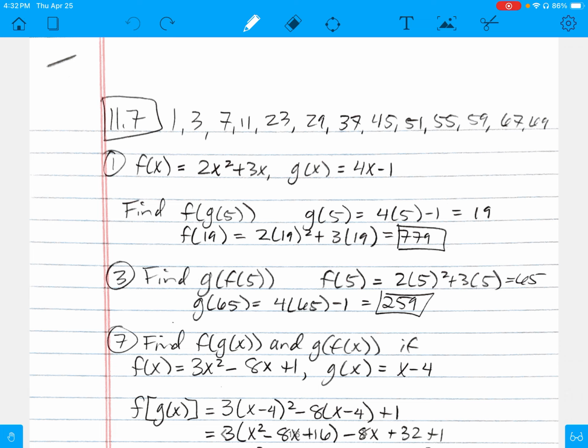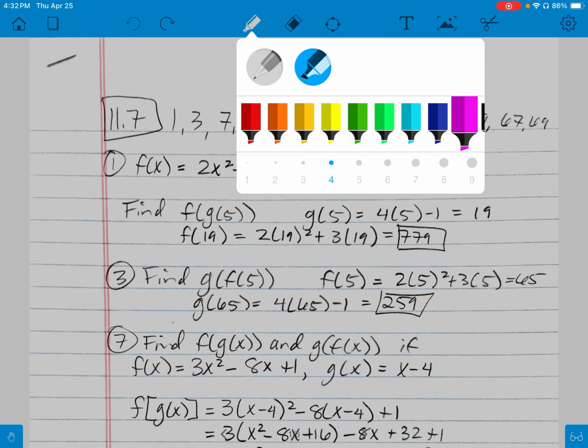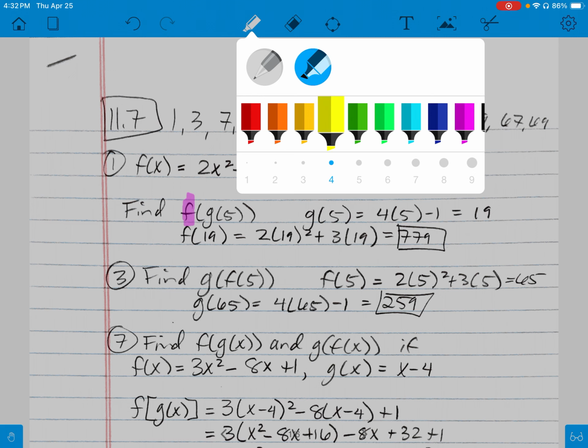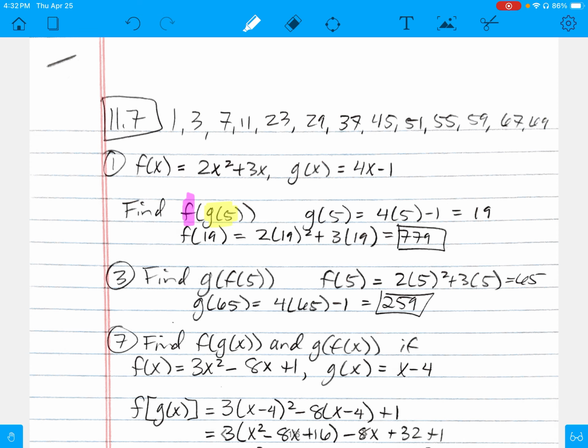So looking at number one, when we're doing problems like this, we're given two functions, f of x and g of x, and we're supposed to find f of g of 5. So basically the way that these compositions of functions work, which is what these are called, this function that's on the outside is what we do last. The function that is on the inside, that's what we do first.